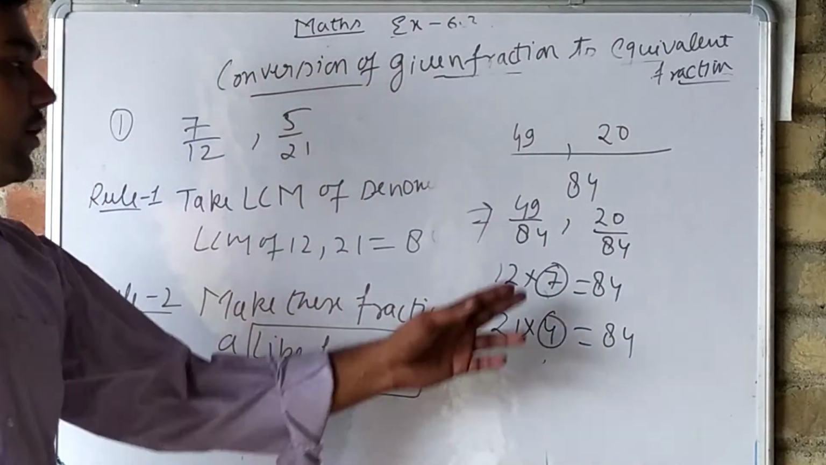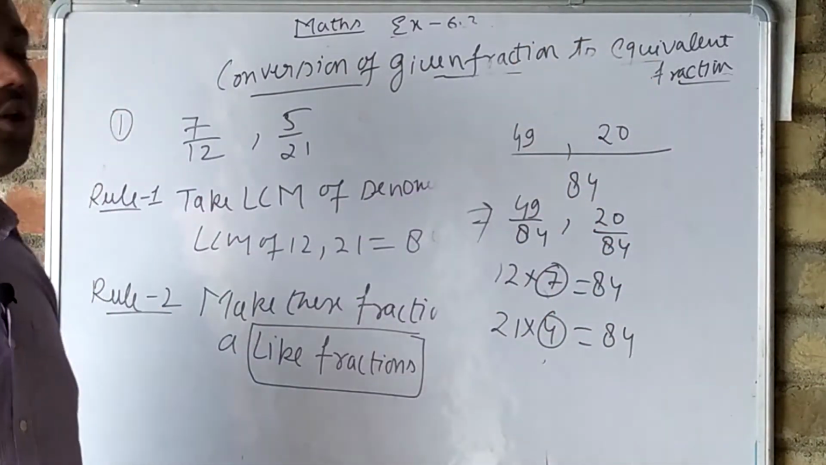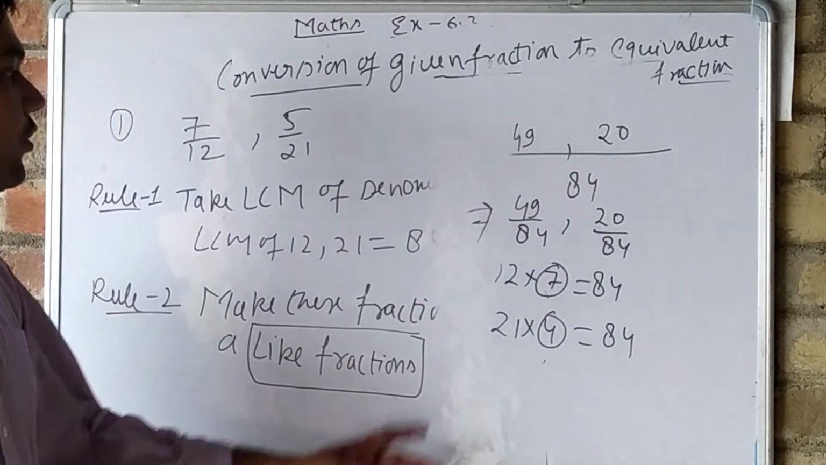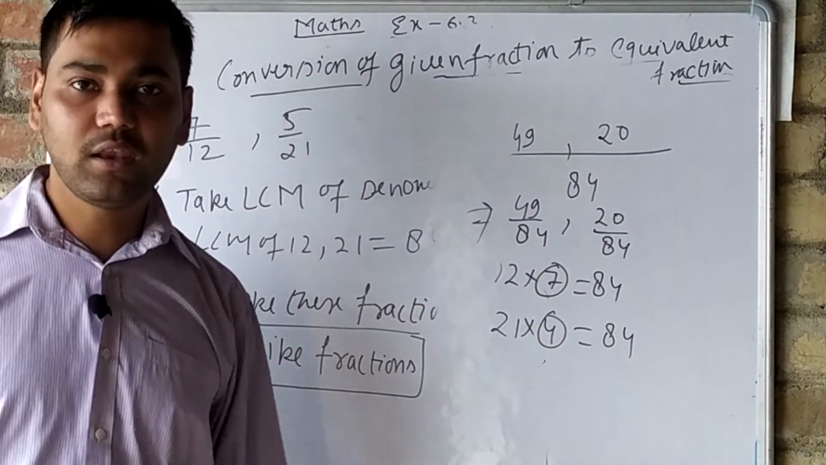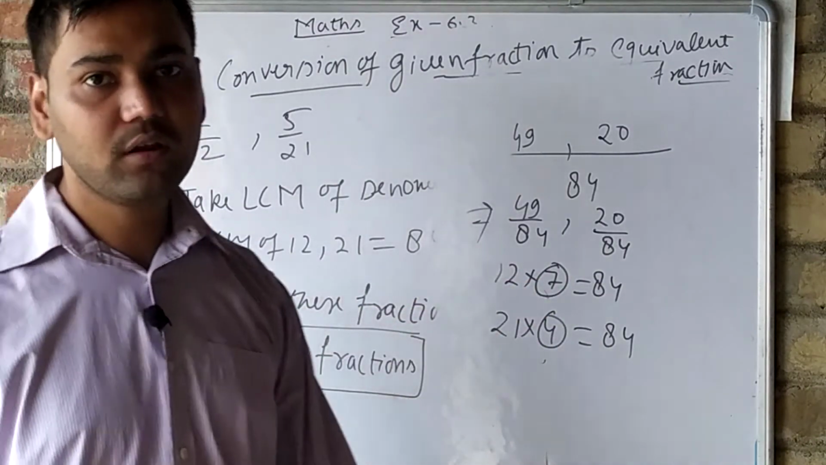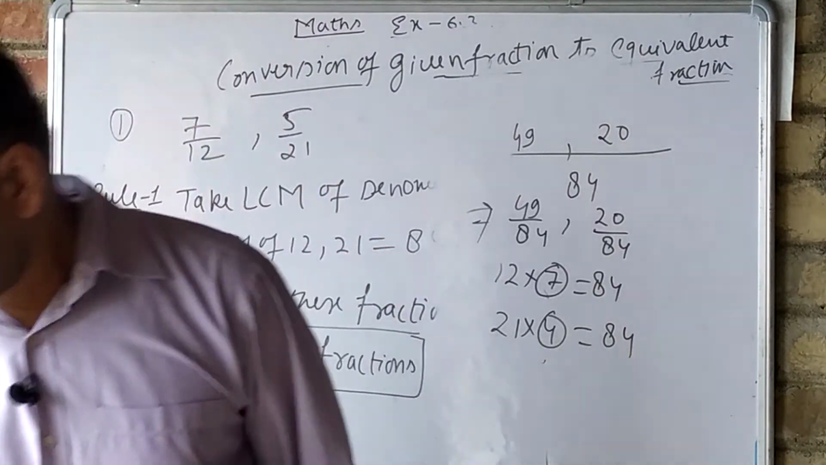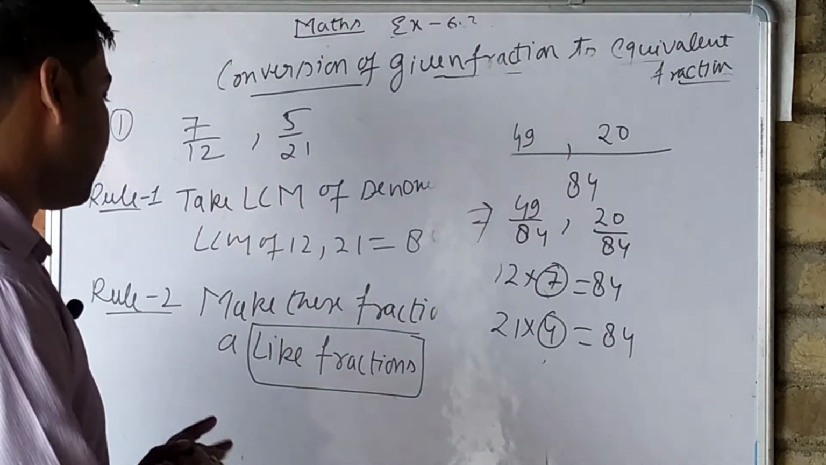Now they are converted to equivalent fractions. Understand? So 49 by 84 and 20 upon 84, and both are like terms. Why? Because the denominators are the same. So this is the way to convert fractions to an equivalent form.